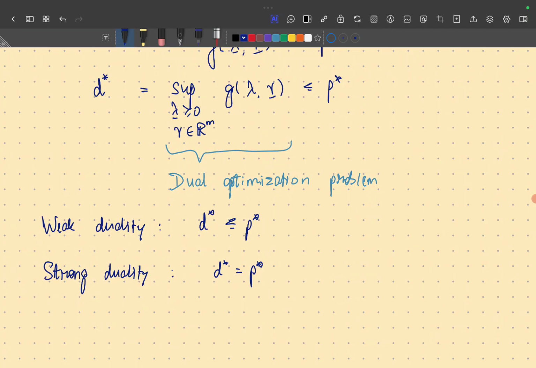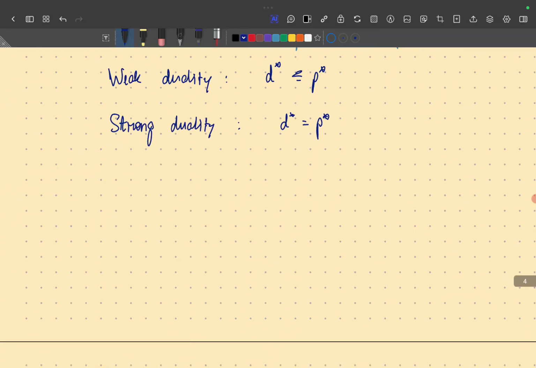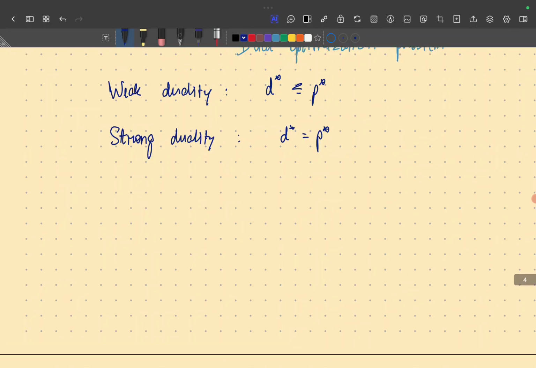Now there are a bunch of different conditions, and there's a lot of work on when strong duality holds. All we can give are sets of sufficient conditions for strong duality to hold. These restrictions or conditions under which strong duality holds are typically called constraint qualifications.